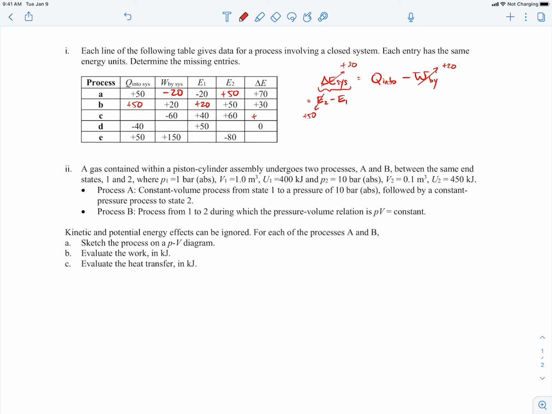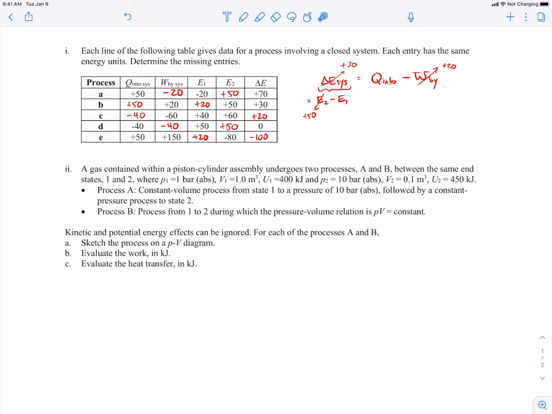For process C, the delta E will end up being plus 20. The Q into the system will be minus 40. For process D, the E2 in that case will be plus 50. And the work done by the system will be minus 40. And then finally for process E, the delta E will be minus 100. And then the E1 will be plus 20.